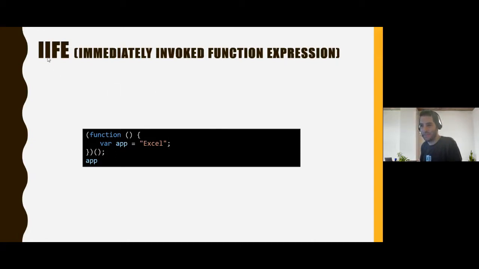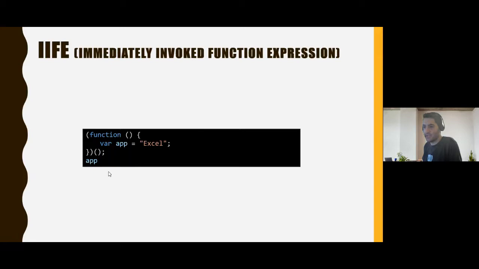So next thing is immediately invoked function expression, commonly used as IIFE. You're probably going to think, why would I use a function that calls itself? As you can see, what I do here is I have an open parenthesis before the function, and then I close it, and then I just call it with another open and closing parenthesis. So why do we do it?